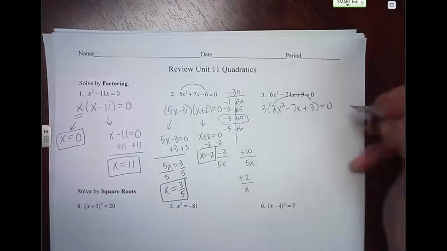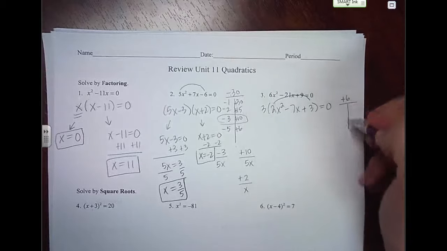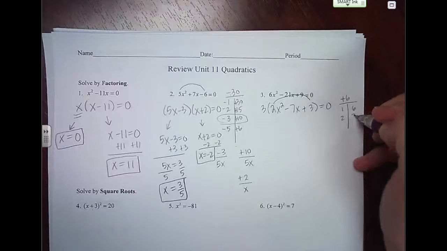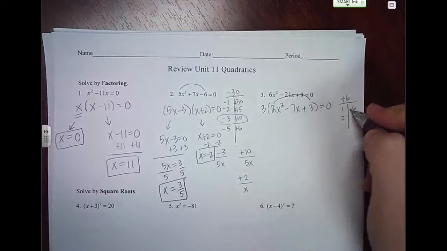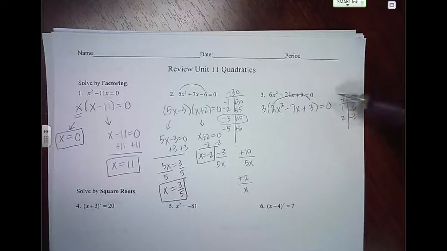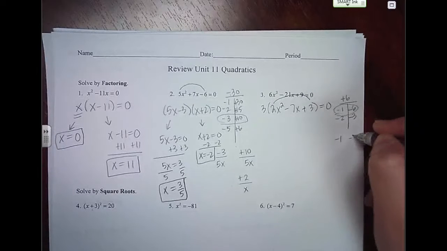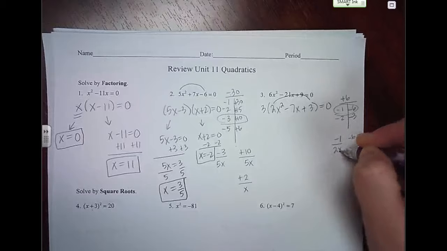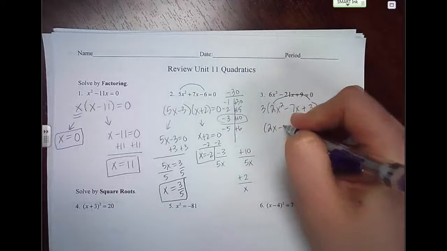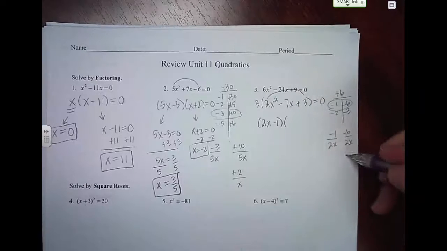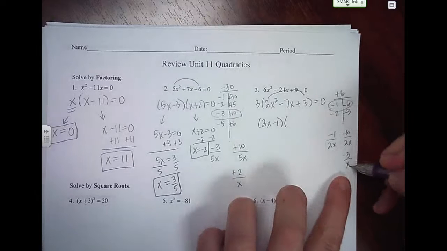So 2 times 3 is positive 6. 1 and 6, 2 and 3. The middle number is negative, so the right side's negative, but I'm multiplying to get a positive. So both of these are negative as well. So I take negative 1 and I take negative 6 and I divide by 2x. So this one doesn't reduce, 2x minus 1, but this one reduces to negative 3 over x.